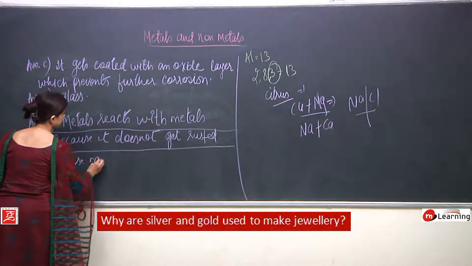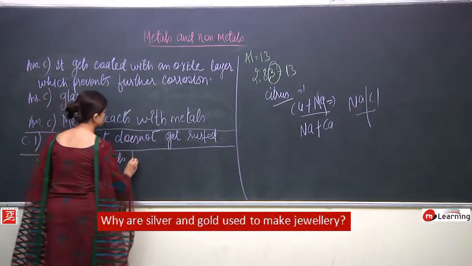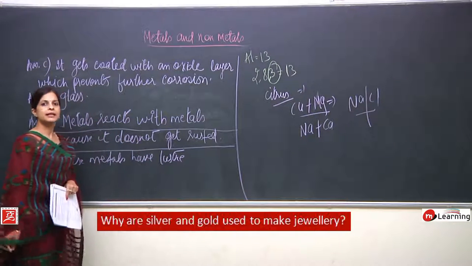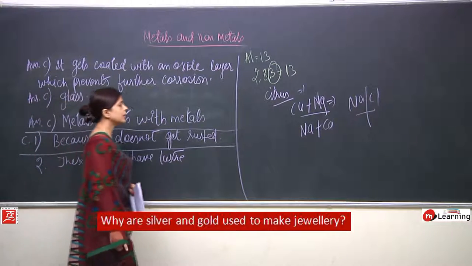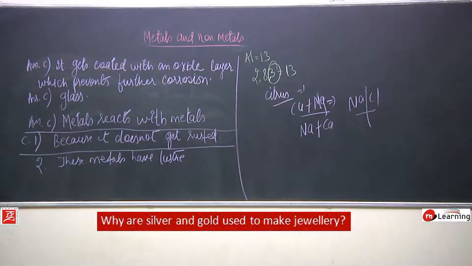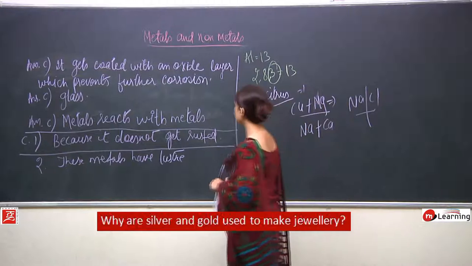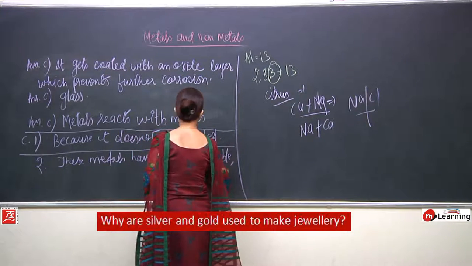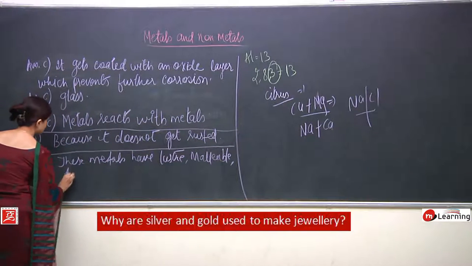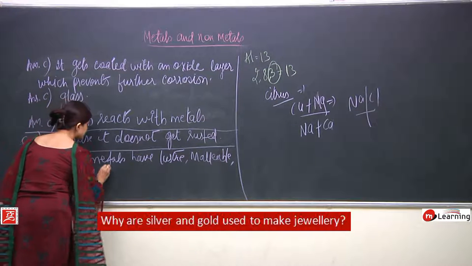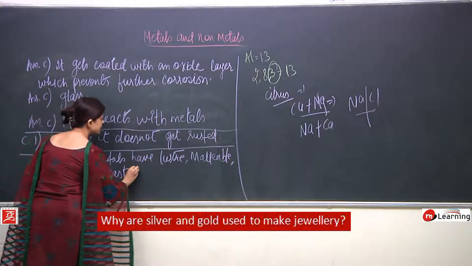These metals have luster. And what is the next thing? At the same time, it is very, very malleable also. It is malleable, that means sheets can be made. Then at the same time, it is ductile also. And a very important point, it is least reactive.